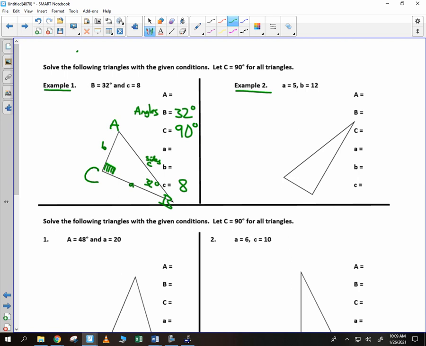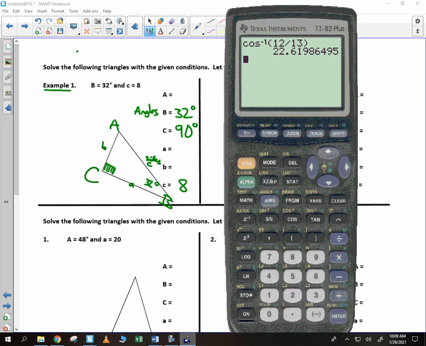What is the easiest part to find up here? Angle A, because you know that all the angles must add to 180 degrees. So if I clear my calculator and take 180 and I subtract 90 and I subtract 32, you can see that I come up with 58 degrees.